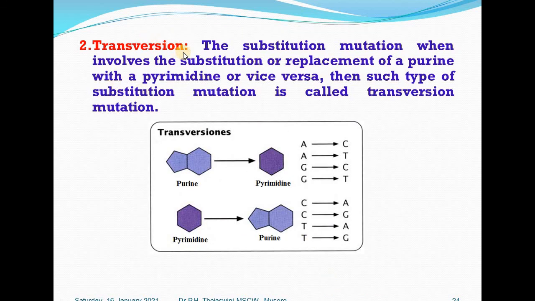In case of transversion, the substitution mutation involves the replacement of a purine with a pyrimidine or a pyrimidine with a purine. This case is called transversion. As seen here, a purine, which can be adenine or guanine, will be replaced by either cytosine or thymine. Likewise, if the pyrimidine present is cytosine or thymine, this will be replaced by a purine, which might be adenine or guanine.